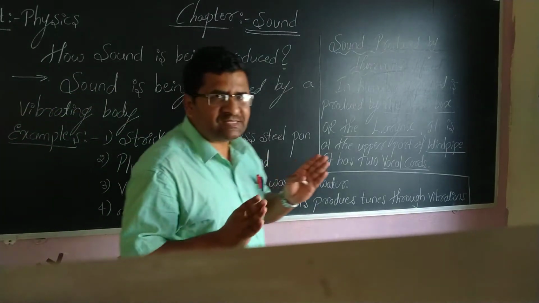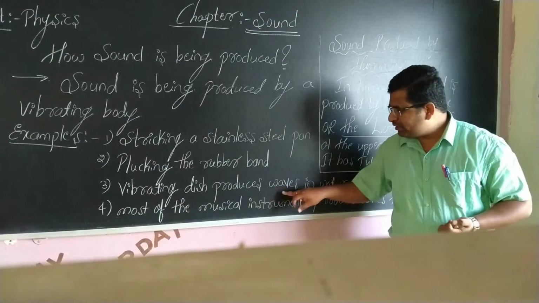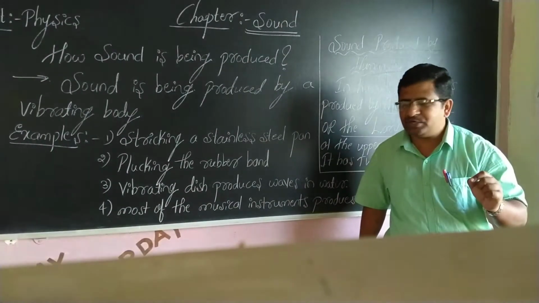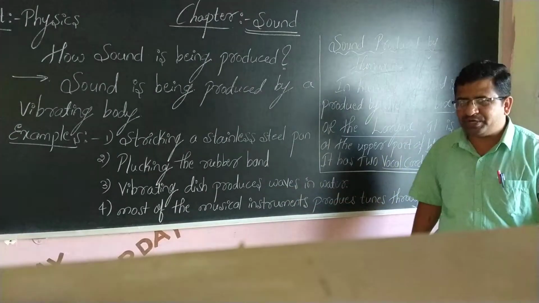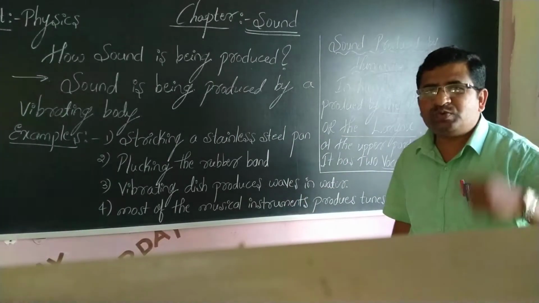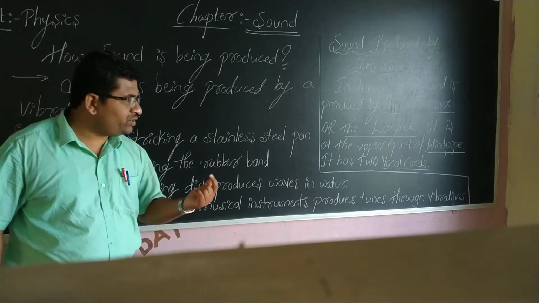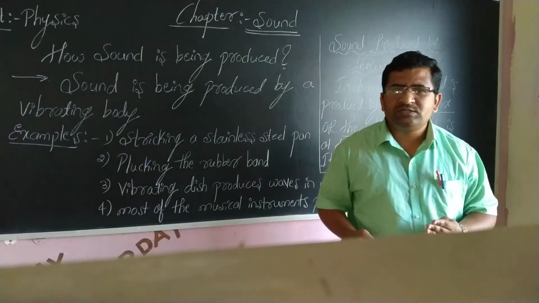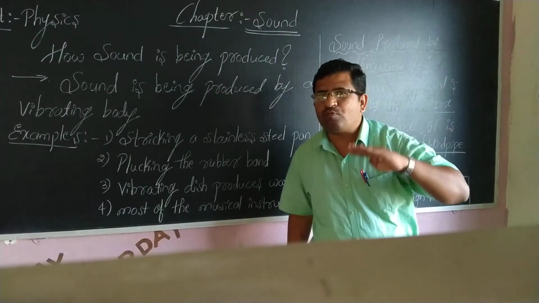Here in the third example, you take water in a stainless steel dish and beat the dish with a hammer or a wooden stick. The dish starts to vibrate and produces waves in the water, and this is visible. Whatever waves are produced in the water in the dish are visible, and those are called vibrations, and those vibrations produce the sound. Whatever sound is produced travels a certain distance in the form of waves.